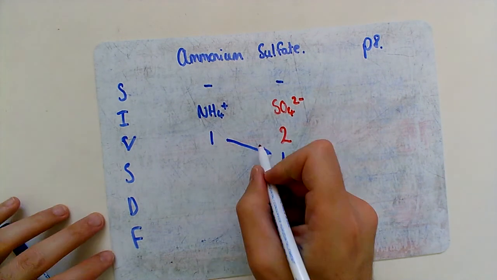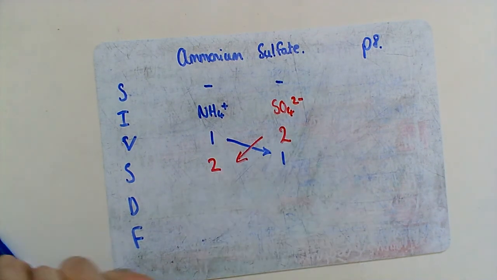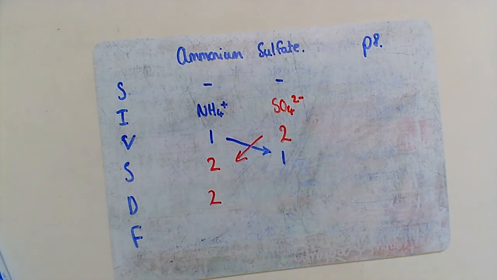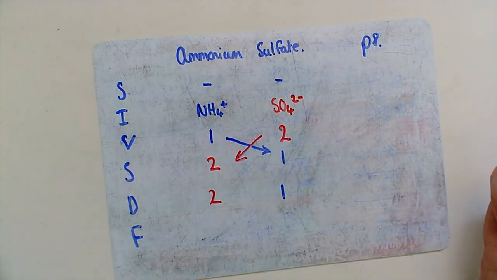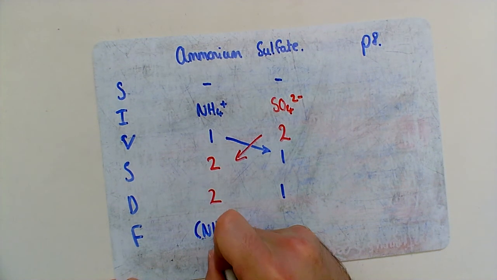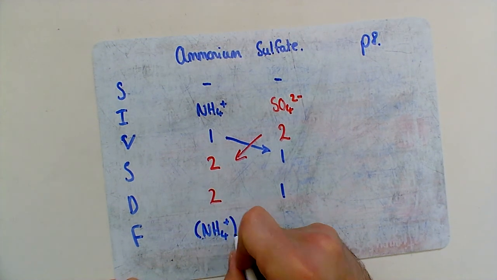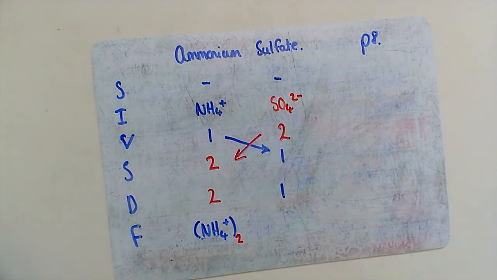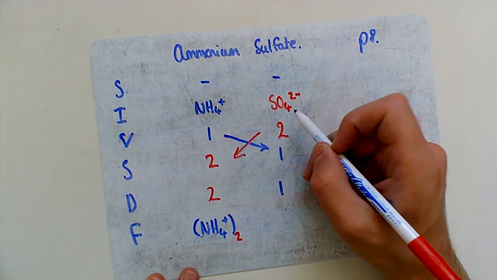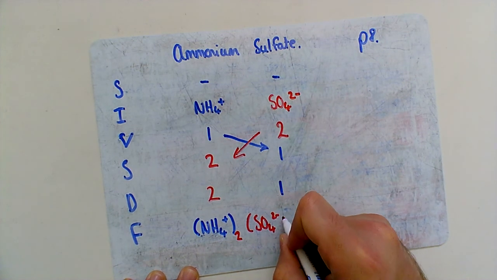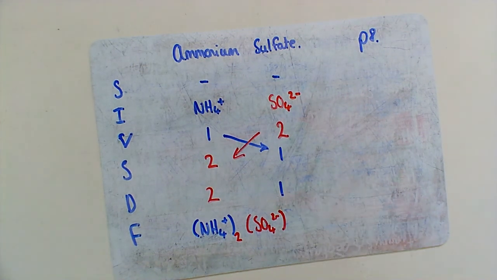We swap. We cannot divide to make it simpler, so we have to write it this way. And then we take our ion, we put it in brackets, NH4+, and we've got a 2 there, and then we've got our second ion, SO4 2-, and there's a number 1, so we don't need to write anything. So that was that.